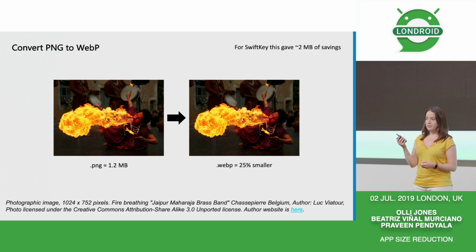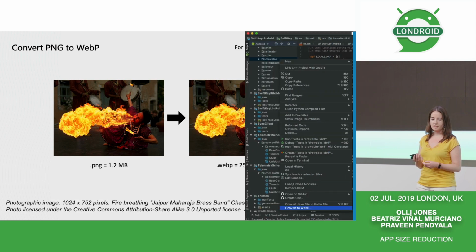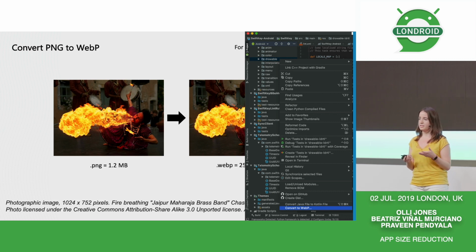For WebPs, however, you just have to right-click on the drawable folder and then click on Convert to WebP, and it automatically transforms all of the assets, all of the images, to WebP. We did that, and with just 2 clicks, we removed 2 megabytes of the install size.